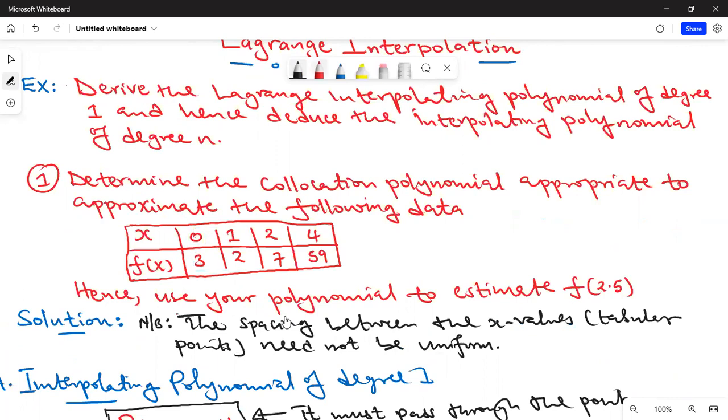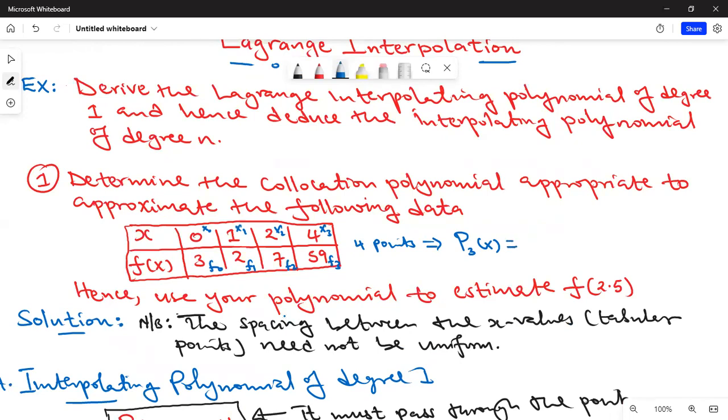In this table here, we are going to say this is our x naught, this is x1, x2, x3. So this is f naught, f1, f2, f3. So how many data points? There are 1, 2, 3, 4, so here we have 4 data points. That means our polynomial must be of degree 3, P3 of x, which I've shown you how to get.